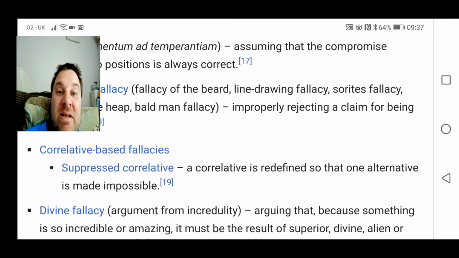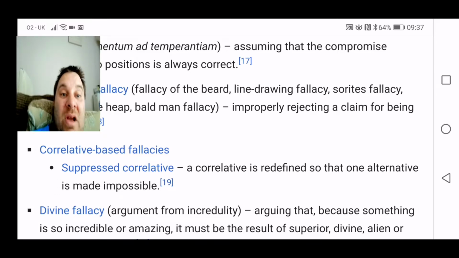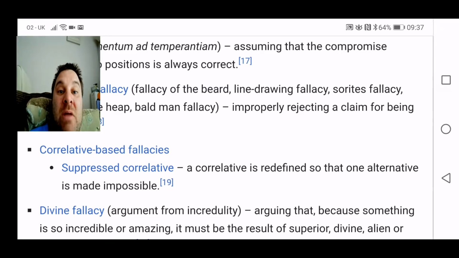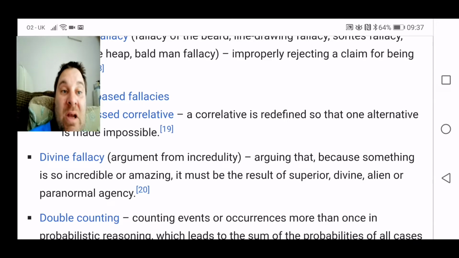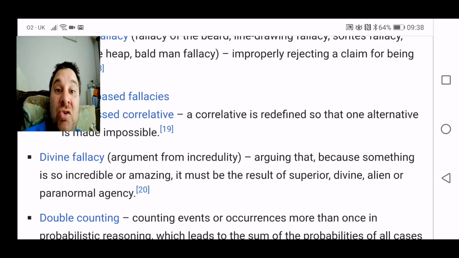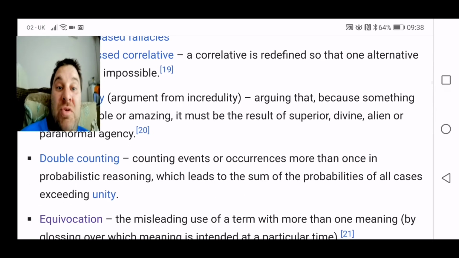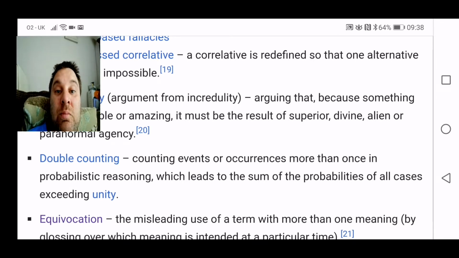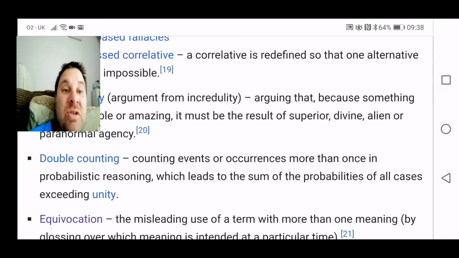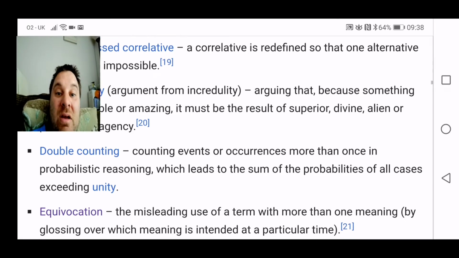Correlative based fallacies, suppressed correlative: a correlative is redefined so that one alternative is made impossible. Divine fallacy, argument from incredulity: arguing that because something is so incredible or amazing, it must be the result of superior, divine, alien, or paranormal agency. Double counting: counting events or occurrences more than once in probabilistic reasoning, which leads to the sum of the probabilities of all cases exceeding unity.